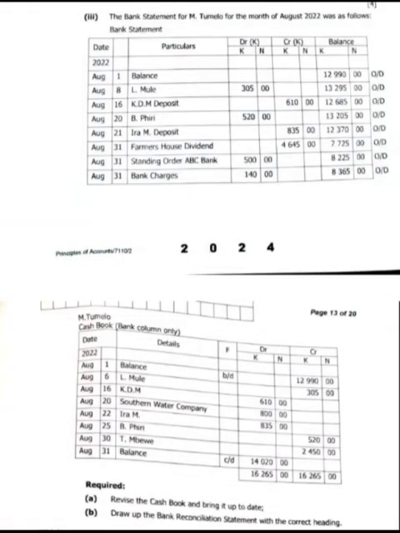Okay, so hi guys, we are going to look at this question for 2024 GCE on bank reconciliation. You have to take note that this question comes every year. The bank statement for M2Melo for the month of August 2022 is as follows. You can see there we have the balance, those deposit, and also we have the cash book down here.